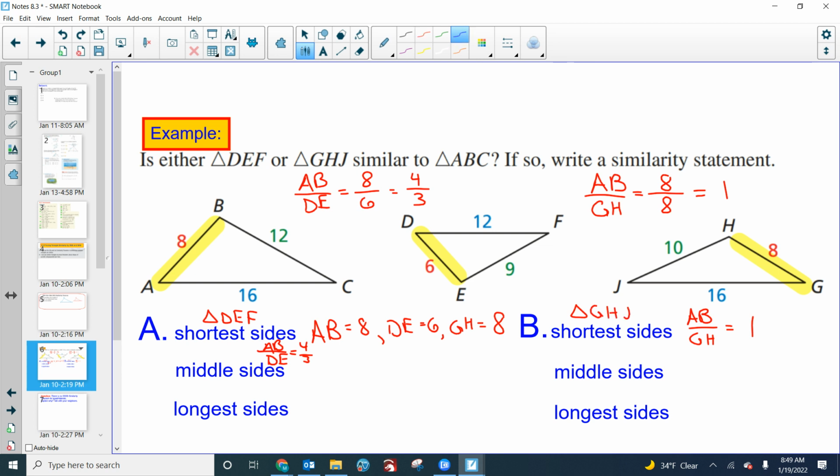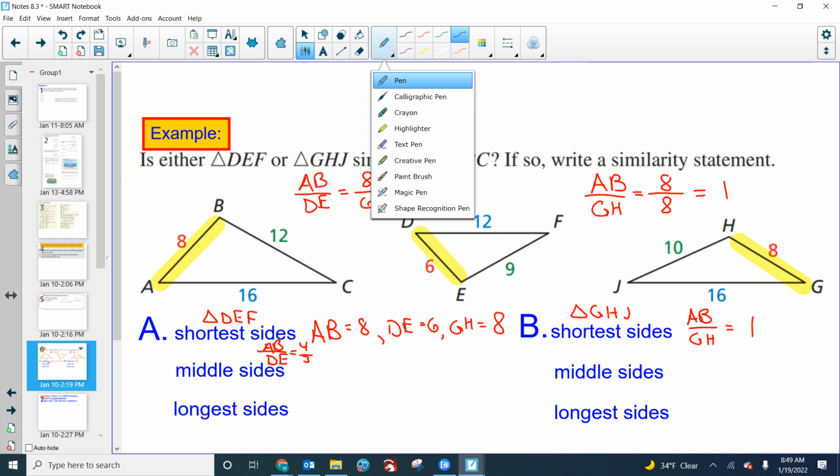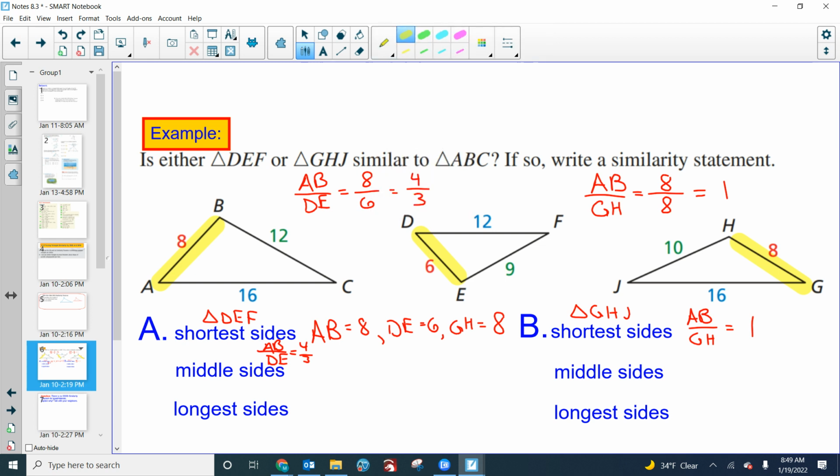All right, next set of sides. What is the middle side length of ABC? 12. And BC goes with what in this triangle? EF. And what does it go with in triangle GHJ? HJ, I believe, right? HJ.